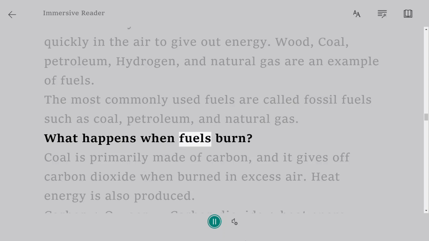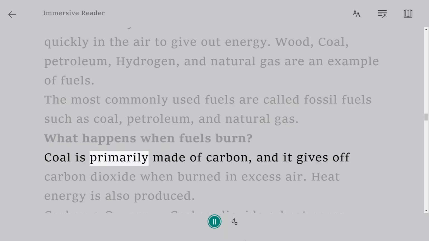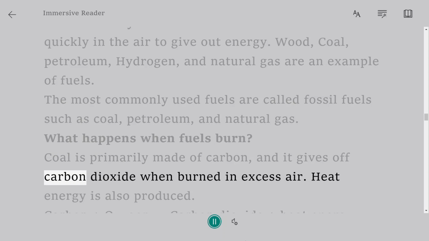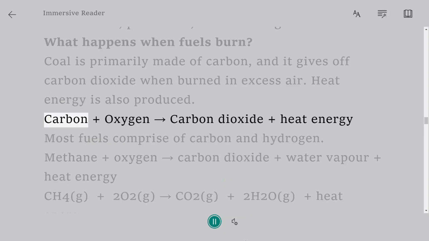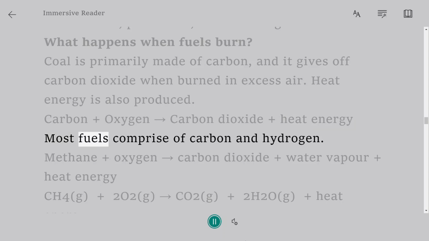What happens when fuels burn? Coal is primarily made of carbon, and it gives off carbon dioxide when burned in excess air. Heat energy is also produced. Carbon plus oxygen gives carbon dioxide plus heat energy. Most fuels comprise carbon and hydrogen.